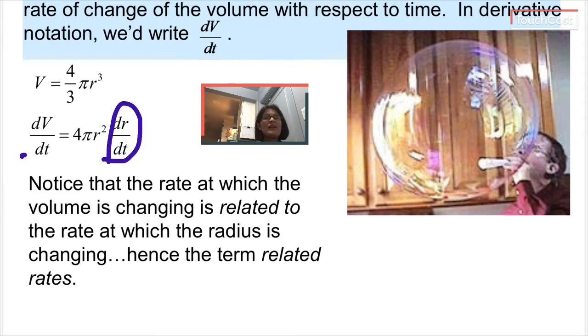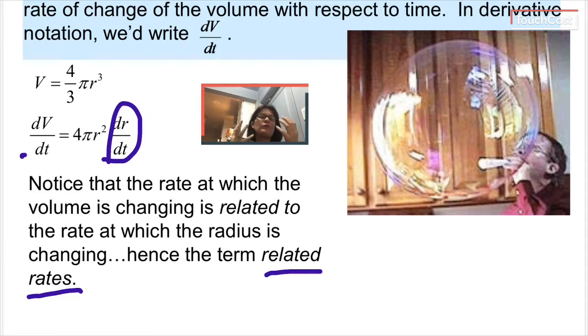So that means that the rate at which the volume is changing is related to the rate at which the radius is changing, and I can write an equation saying how. And it's that idea, the fact that the rate at which the volume changes is related to the rate at which the radius changes, that gives us this term related rates, which is this whole topic in 5.6. And this is kind of like our big grand finale for first semester calculus. What can I really do with derivatives?